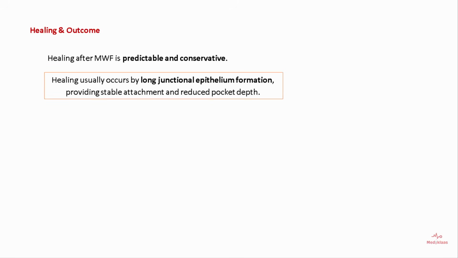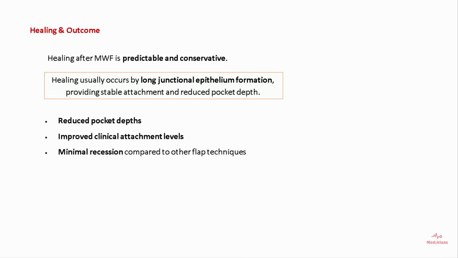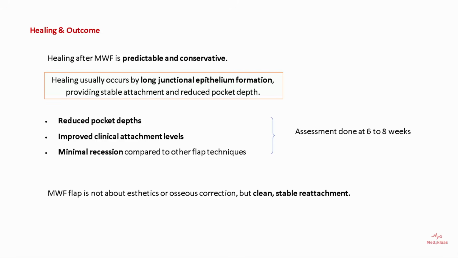Healing outcome. Healing after Modified Widman Flap is predictable and conservative. It occurs by long junctional epithelium formation, providing a stable attachment and reduced pocket depth. There is a reduction in the pocket depth, improved clinical attachment levels, and minimal recession compared to other flap techniques. The assessment of these factors is done 6 to 8 weeks after the surgery. Modified Widman Flap is not about aesthetics or osseous correction, but to provide clean and stable reattachment.